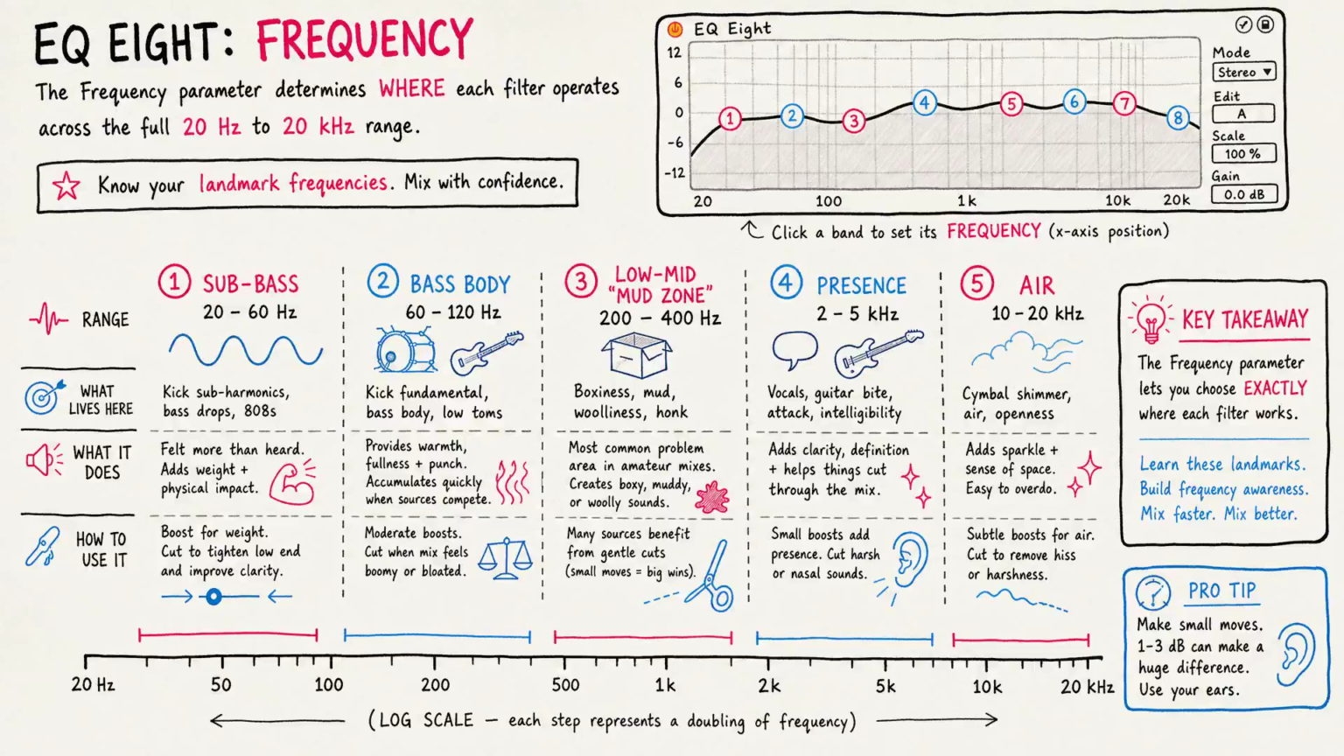The low mid mud zone, 200 to 400 Hz, is the most common problem area in amateur mixes. Excessive buildup here creates boxy, muddy, or woolly sounds. Many sources benefit from gentle cuts in this range.